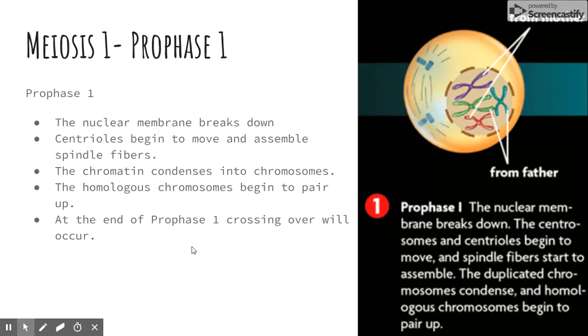So let's talk about prophase 1. Prophase 1 is where the nuclear membrane breaks down and centrioles begin to form and assemble the spindle fibers. The chromatin condenses into chromosomes, and homologous chromosomes begin to pair up. All of these sound pretty similar to what we see in prophase in mitosis. But one big difference is going to occur here. In prophase 1, we're going to see crossing over occur. Crossing over occurs at the end of prophase 1, and it's a really important aspect of meiosis.